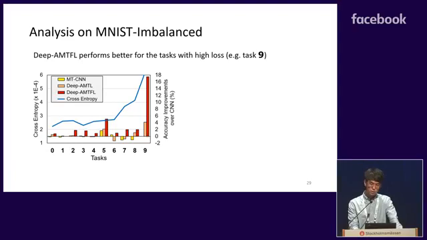And to see where the performance improvements are coming from, we analyzed the results from the MNIST imbalanced dataset. This figure shows accuracy improvements over the base CNN for each model and the training cross entropies. And as you can see, accuracies are more improved for the tasks with higher training cross entropies, meaning that the difficult tasks have received knowledge from the easy ones.